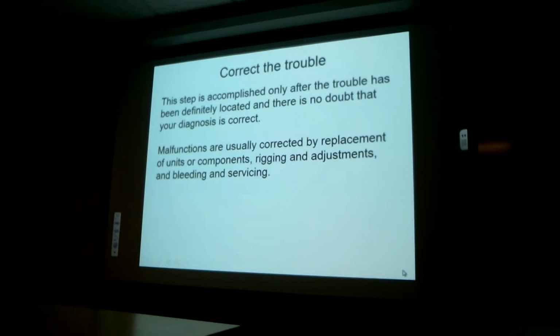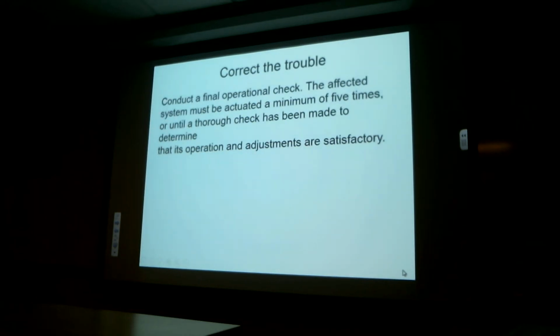Correct the trouble. This step is accomplished only after the trouble has been definitely located, and there's no doubt that your diagnosis is correct. Malfunctions are usually corrected by replacement of units or components, rigging and adjustments, and bleeding and servicing. Correct the trouble, then conduct a final operational check. The affected system must be actuated a minimum of, it says 5 times, but again, that's more of a military rule. Just verify that the system works correctly and it's actually been purged of air, and make sure the operation adjustments are satisfactory.